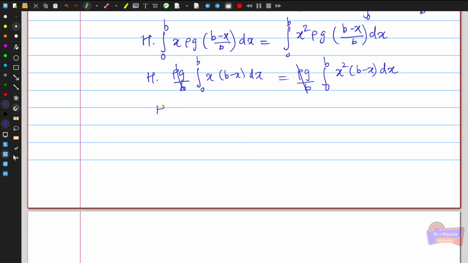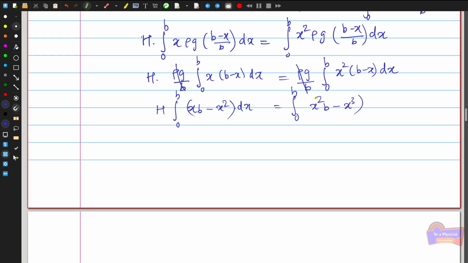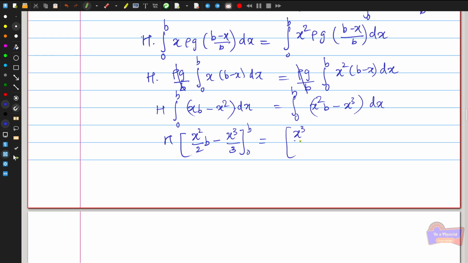So I can write this expression as h into the integration from 0 to b of x into (b minus x) squared into dx, which is equal to the integration from 0 to b of x squared (b minus x) cubed into dx. Now if you integrate this equation, I will get h times of x squared divided by 2 times (b minus x) cubed divided by 3 with the limits 0 to b. Again here you get x cubed divided by 3 times (b minus x) to the power 4 divided by 4, with the limits of 0 to b.